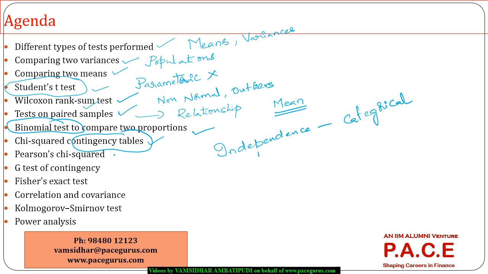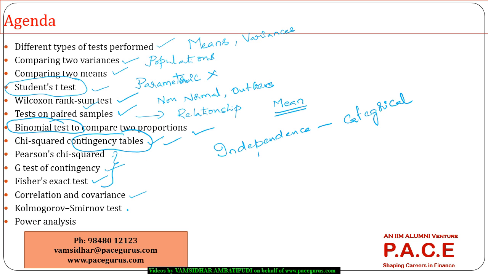For doing this, we have a couple of tests. We'll talk about Pearson chi-squared. We'll talk about the G-test of contingency. We'll also use Fisher's exact test for addressing the same problem. And then we'll look at the level of interdependence between two continuous variables using the concept of correlation and covariance.